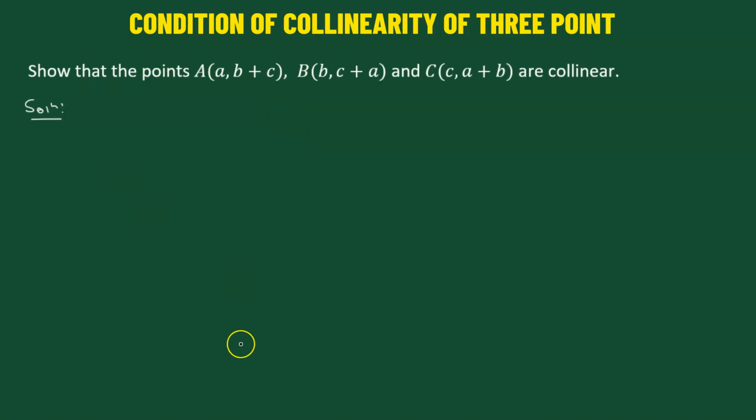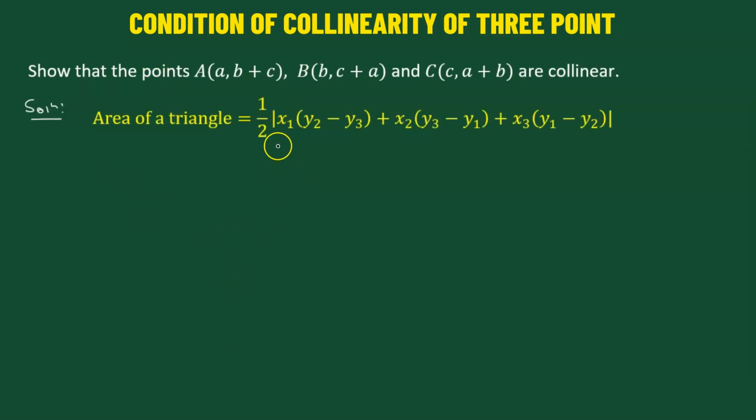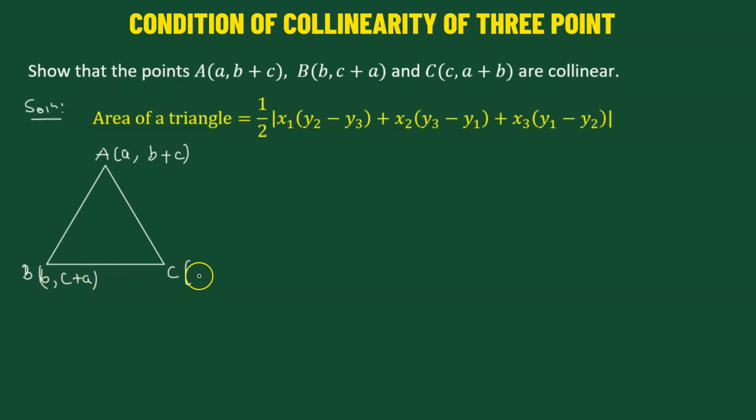So we're going to use the formula for the area of a triangle, which is given by half times the absolute value of x1 times (y2 minus y3) plus x2 times (y3 minus y1) plus x3 times (y1 minus y2). For this, we're going to consider a triangle ABC, such that the coordinates of A are (a, b plus c), coordinates of B are (b, c plus a), and coordinates of C are (c, a plus b).